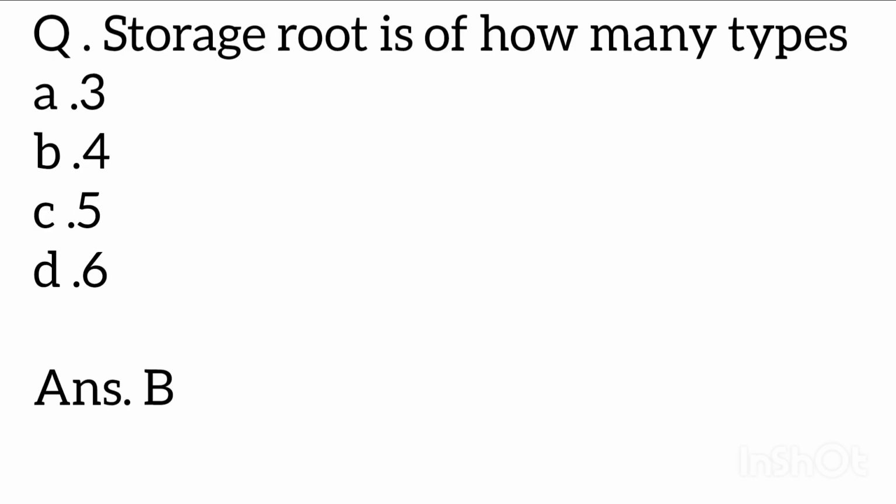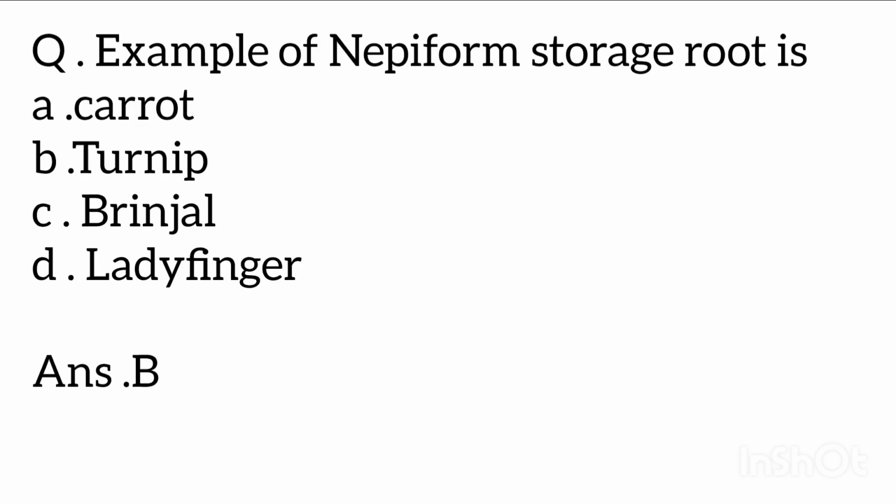Next question. Storage root is of how many types? Option A, 3. Option B, 4. Option C, 5. Option D, 6. So the answer of this question is option B, 4. Next question. Example of napiform storage root is option A, carrot. Option B, turnip. Option C, brinjal. Option D, lady finger. So the answer of this question is option B, turnip.